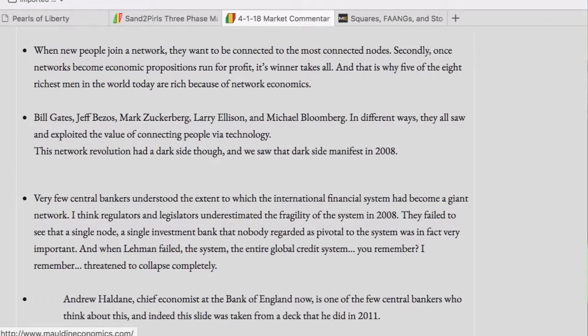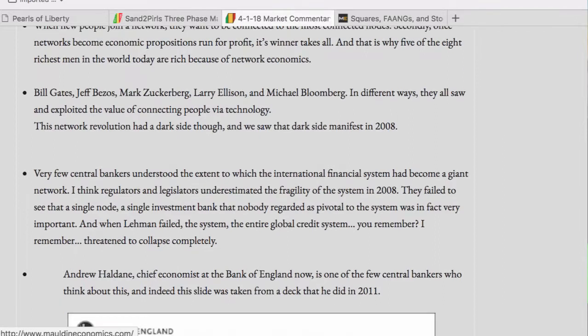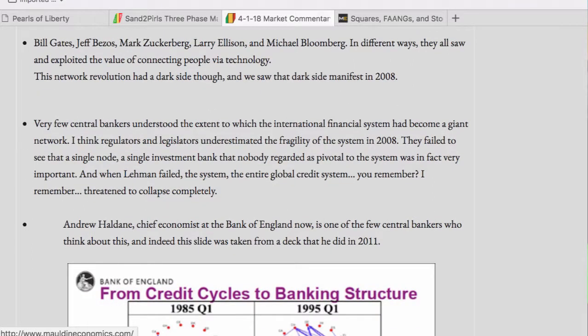When new people join a network, they want to be connected to the most connected nodes. Secondly, once networks become economic propositions run for profit, it's winner takes all. And that is why 5 of the 8 richest men in the world today are rich because of network economics. Bill Gates, Jeff Bezos, Mark Zuckerberg, Larry Ellison, and Michael Bloomberg. In different ways, they all saw and exploited the value of connecting people via technology.